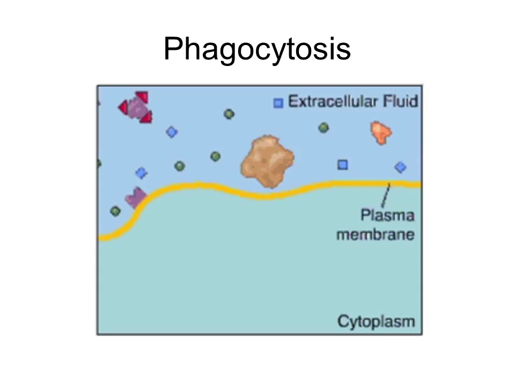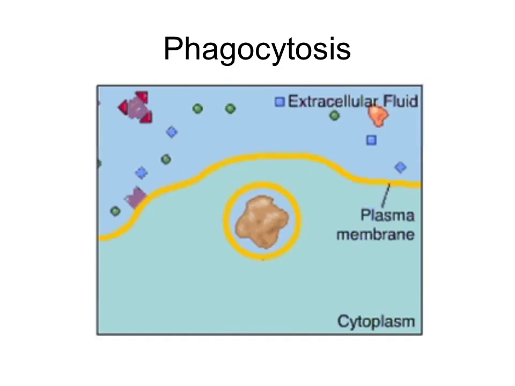In endocytosis, membranes invaginate, or pinch in, to form a vesicle, moving the enclosed material.